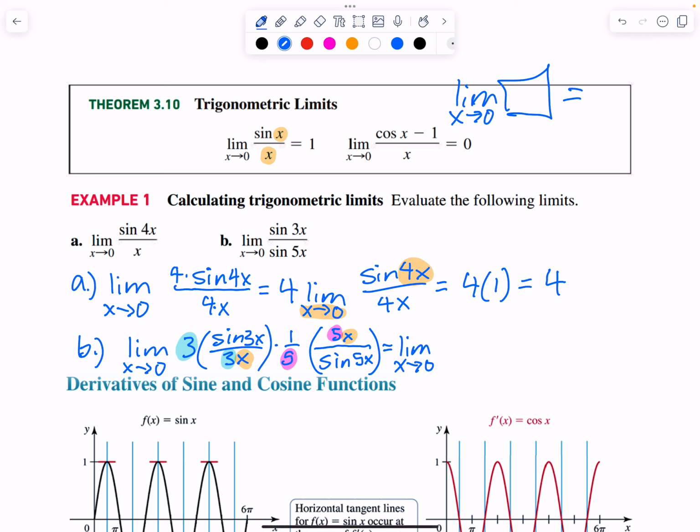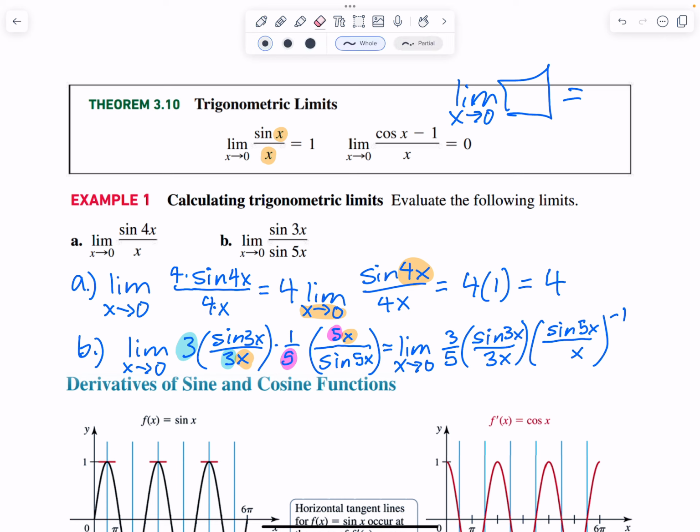Okay, so that 3/5 can be pulled out. I'll put it here. And then I have sine 3x over 3x. And then this thing, I'll show you how to deal with it. It's going to be 5x on the bottom and sine 5x, but how I can take care of it is I can just do a -1 power. Remember, a -1 power flips fractions over. So that would get me back to the original.